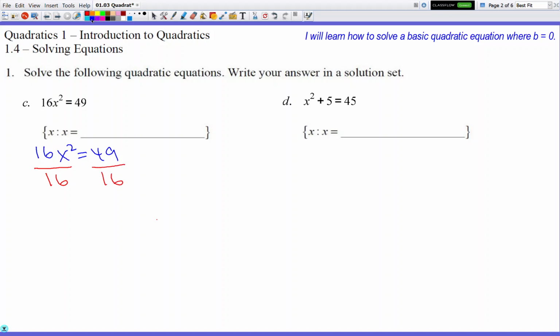And unfortunately for this one, 49 and 16, they don't divide. They don't even have common numbers that you can divide by and simplify that fraction. So they're just going to stay 49 over 16. So don't turn it into an improper, don't turn it into a mixed number. Don't turn it into a decimal. Just leave it as that fraction.